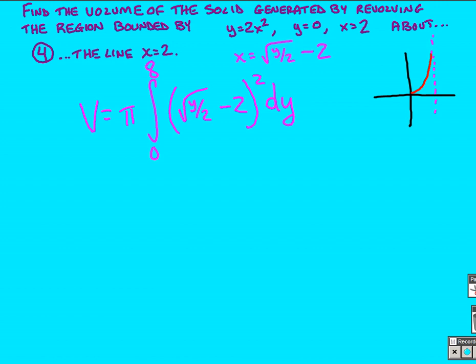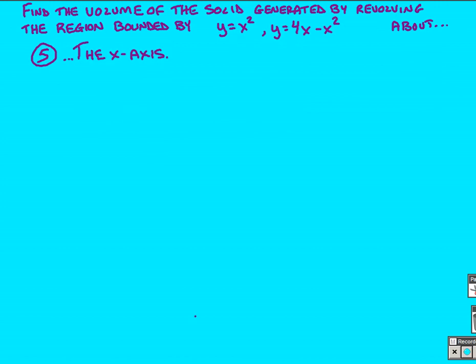All right, numbers 5 and 6. We have now the region between 2 different solids. So this is what we need to look at. First, let's get a good picture of it up here, or just a rough sketch, I should say. We have one function that looks like this. We have another function that comes kind of through like that.